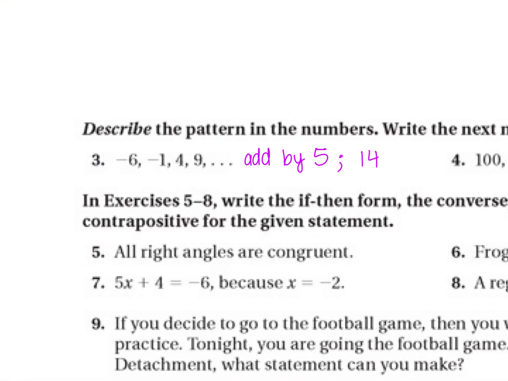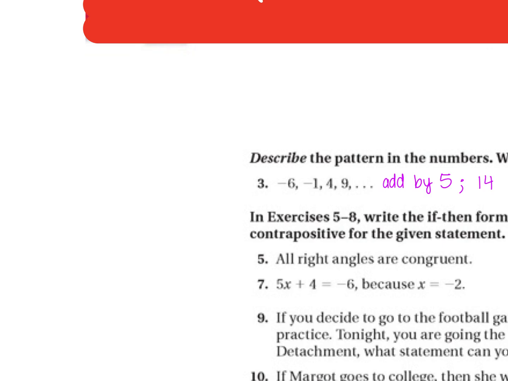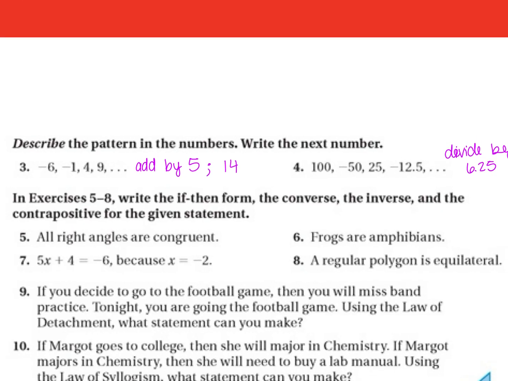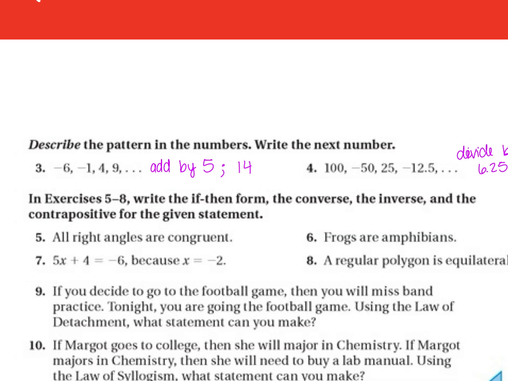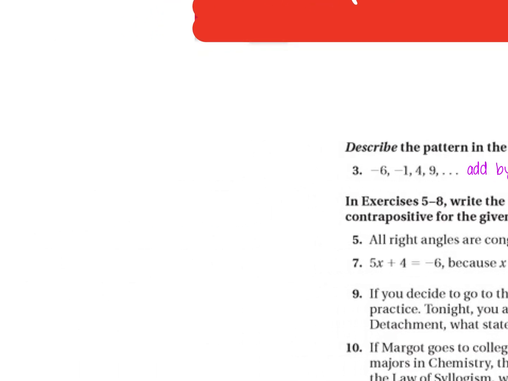These are quite a lot to write. I think I have enough time to write them, but they will be posted on Canvas. So number 5, they want me to do 5 through 8. Write the if-then form, converse, inverse, and contrapositive of this statement. So I'm going to do my best and write all of these quickly so we don't run out of time. So 5 I'm going to do right here.